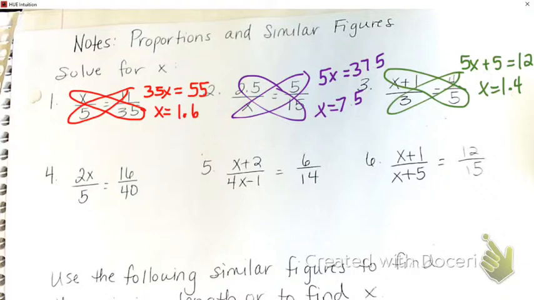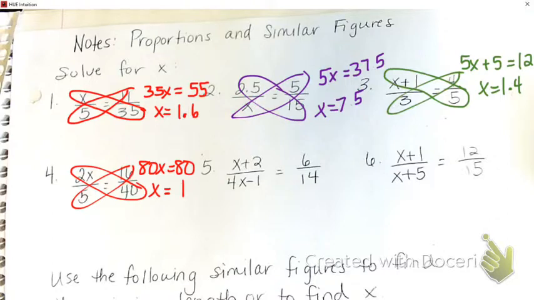Number 4 is really similar to the others. When you multiply by 40, you don't have to multiply two things because it's already together. So you start off by 2x times 40. So 80x. And then you do 16 times 5, which is 80. It's 75. No, it's 80. Oh, never mind. And then divide by 80. Okay.